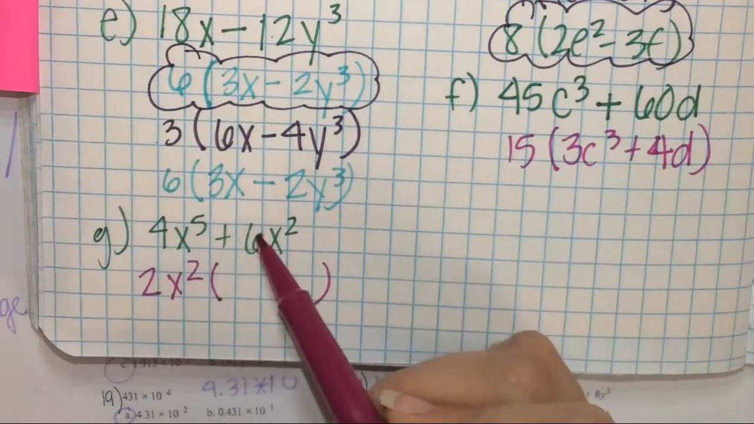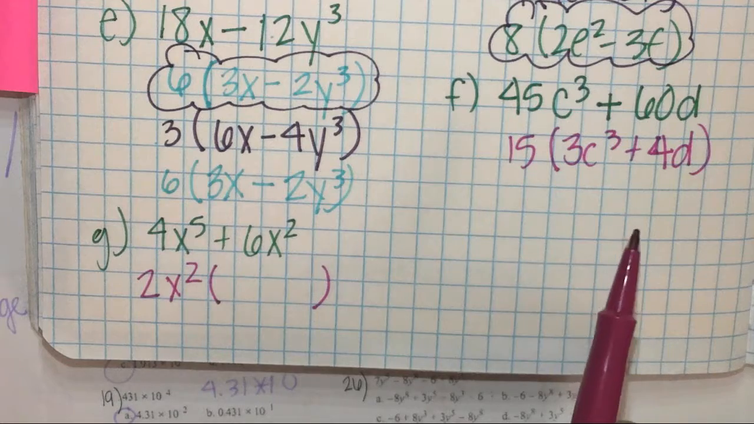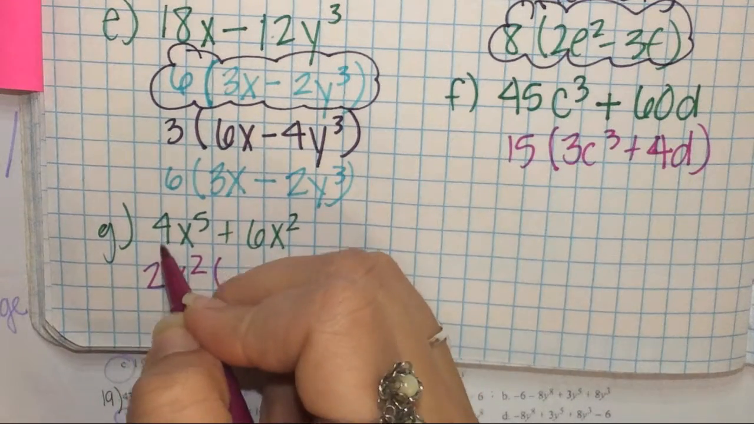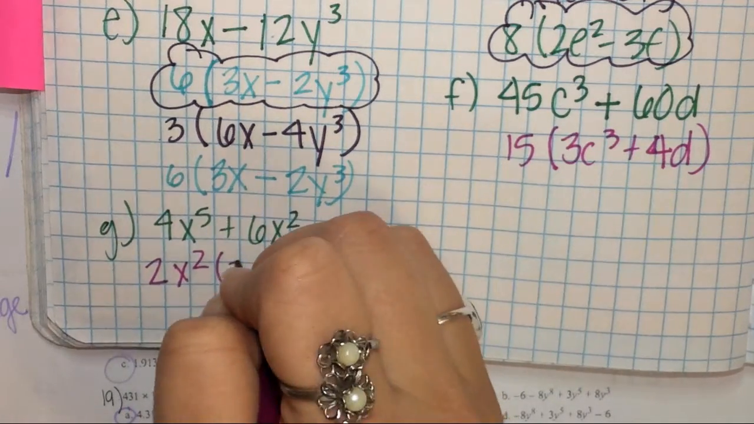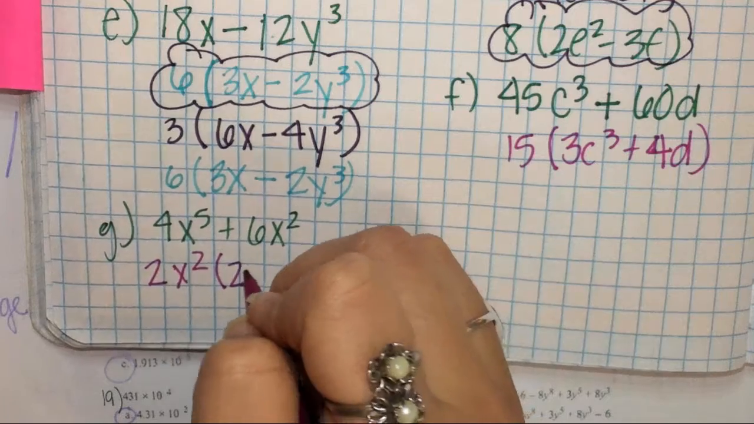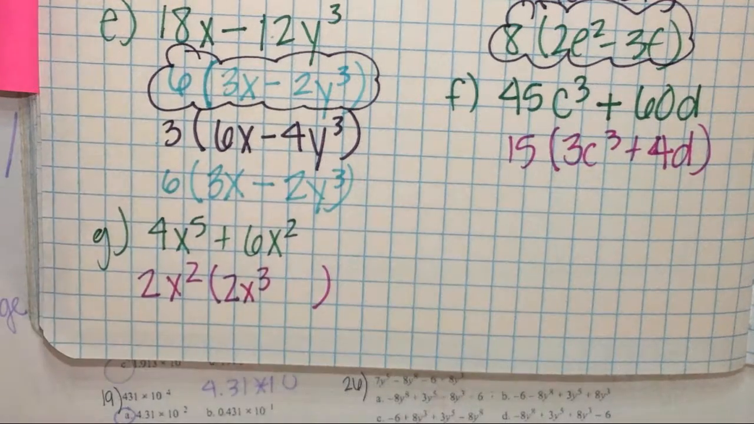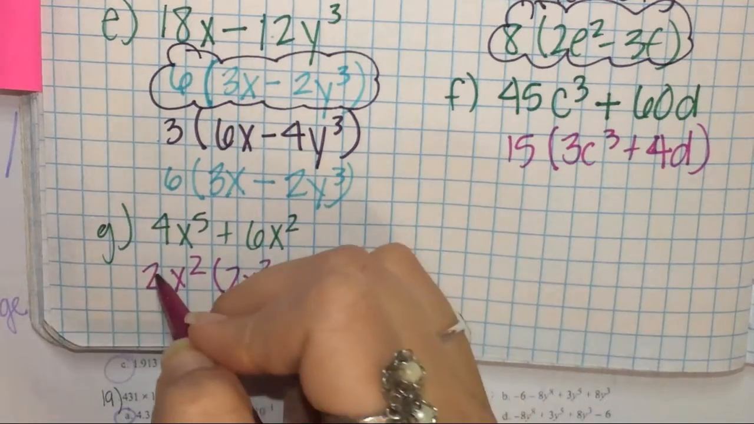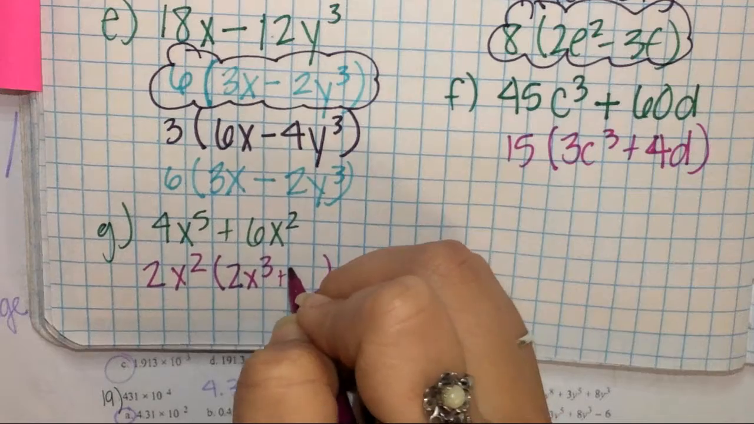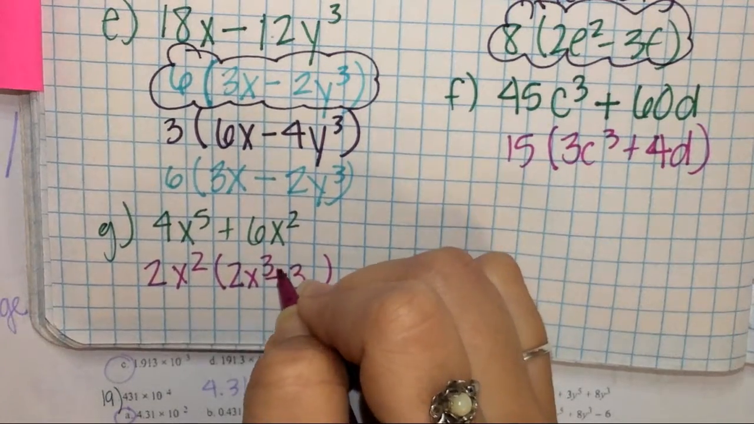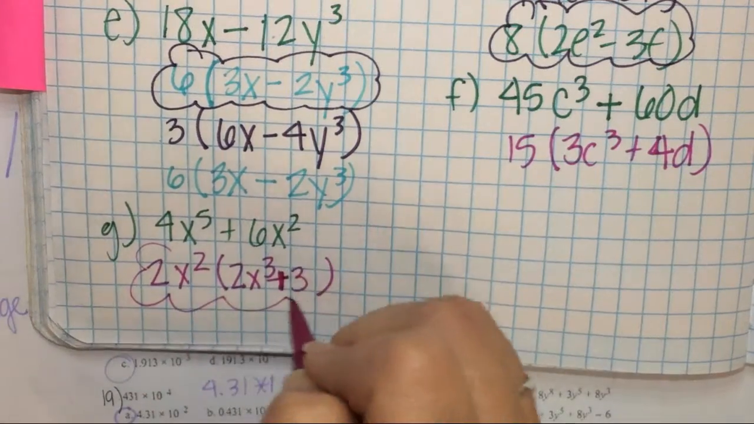And since we have 2 terms here, how many are we going to have in our parentheses? 2. Fantastic. Alright, what's 4 divided by 2? And then if you have 5 x's and you take out 2, how many are left over? 3. Does everybody see how we got that? Are we sure? Okay, now what's 6 divided by 2? And if you have 2 x's and you take out 2, how many are left over? 0. And that's your final answer.